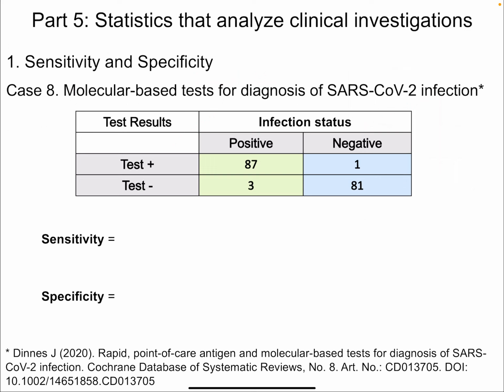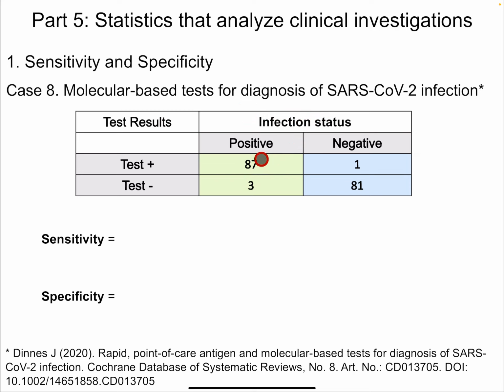Finally, we will look at statistics that analyze clinical investigations. First, let's look at molecular-based tests used to diagnose COVID-19 infection. Here are the results. The first column represents test results. The second and third columns represent infection status.